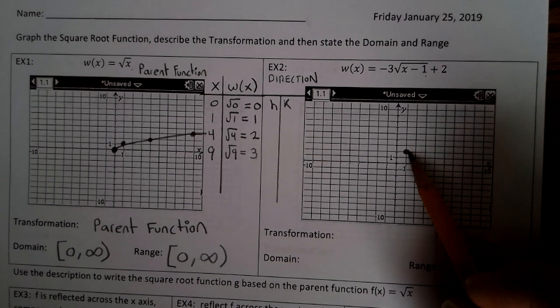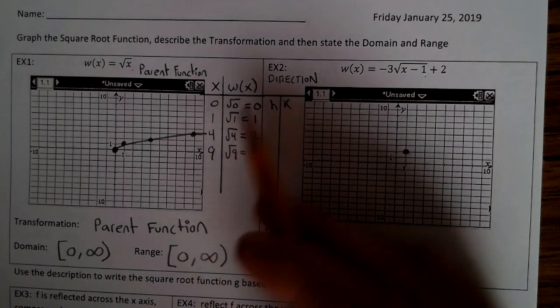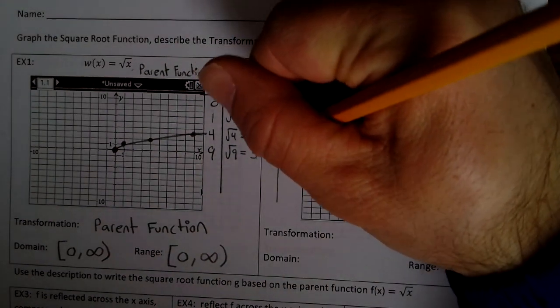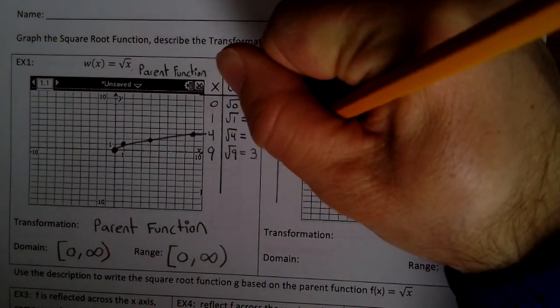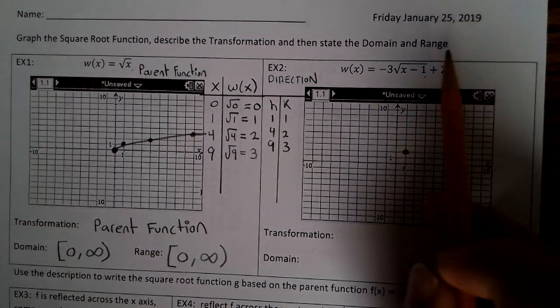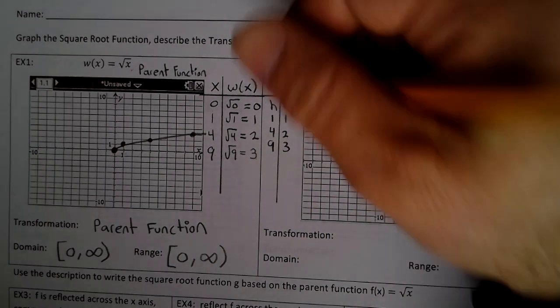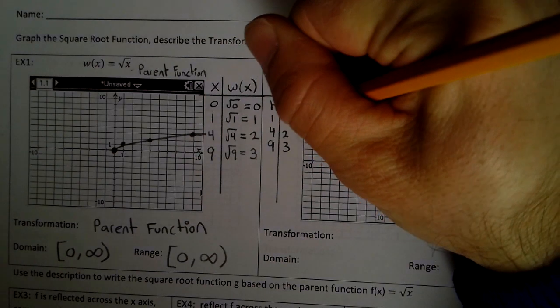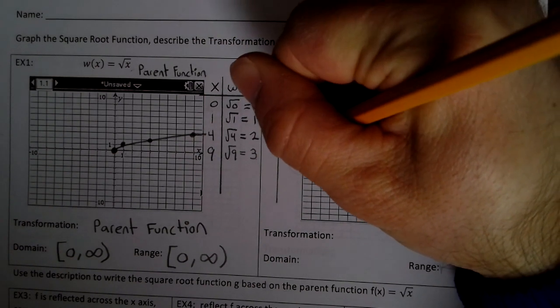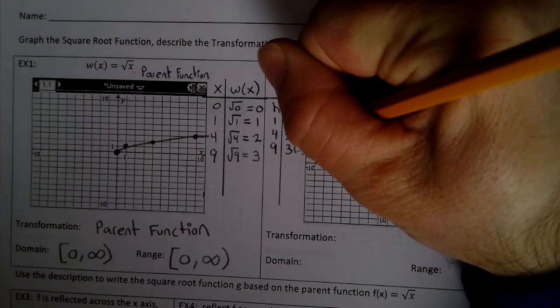Now our direction we can base on our parent function. So we know directions are 1, 4, 9 for x and 1, 2, 3 for y. But we have to multiply the y direction by negative 3. So that's negative 3, negative 6, and negative 9.